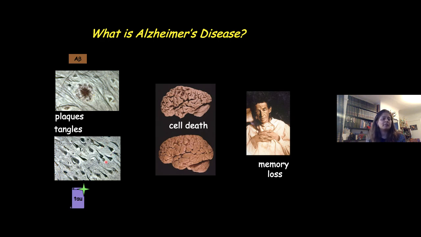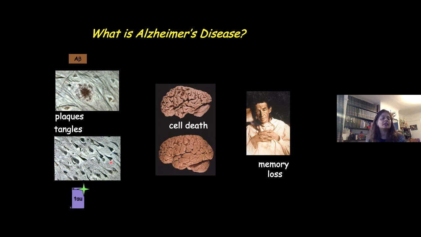Tau is a protein that usually is found inside axons of neurons. If you remember back to your GCSE and A-level neurobiology, nerve cells have a long structure called an axon. I'll show you a picture of an axon in a little while. Inside those axons, a lot of transport of important materials, neurotransmitters and other cargo, takes place. Those axons contain this very important protein called tau. I've just drawn a cartoon of it here. And tau is the other protein that becomes abnormal in the brains of people who have Alzheimer's disease.